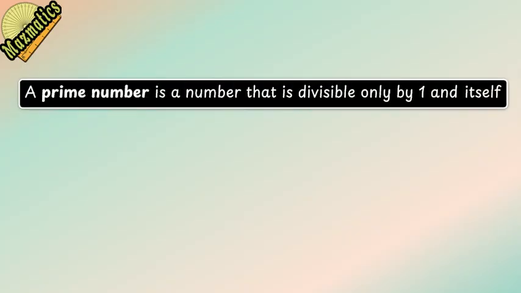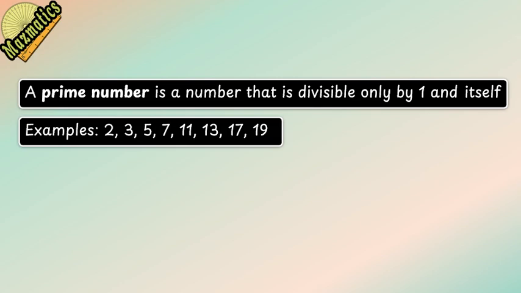Before proceeding further, you should know what prime numbers are. A prime number is a number that is divisible only by 1 and itself. Some common prime numbers are 2, 3, 5, 7, 11, 13, 17, 19. Note, 1 is not a prime number. Prime numbers are like building blocks of all numbers.